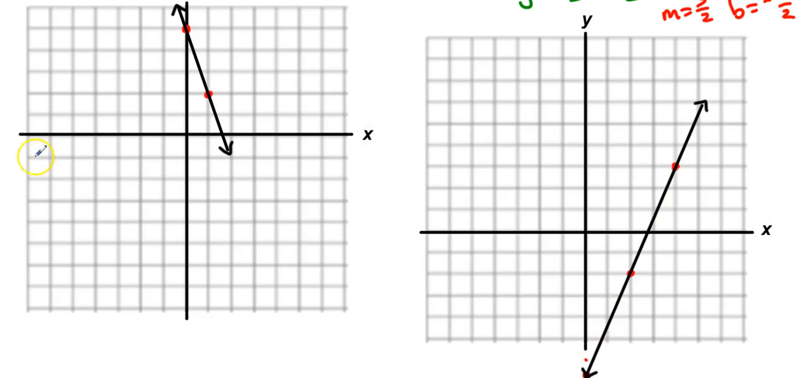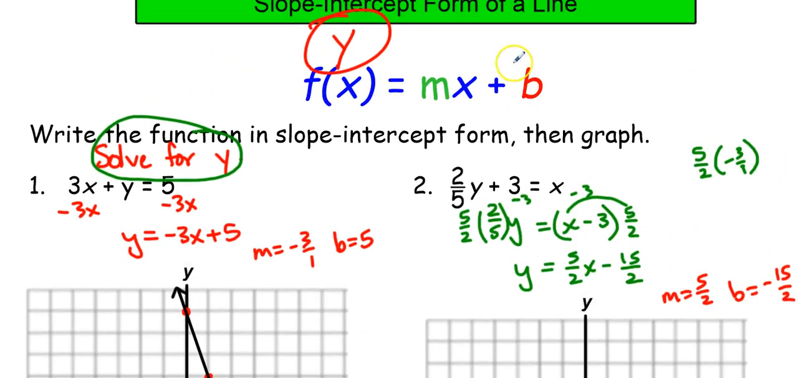Okay, so we've got our lines. Big thing is make sure that we need y equals mx plus b. And if you don't have that, you need to make that happen so that we can then identify the slope and the intercept.